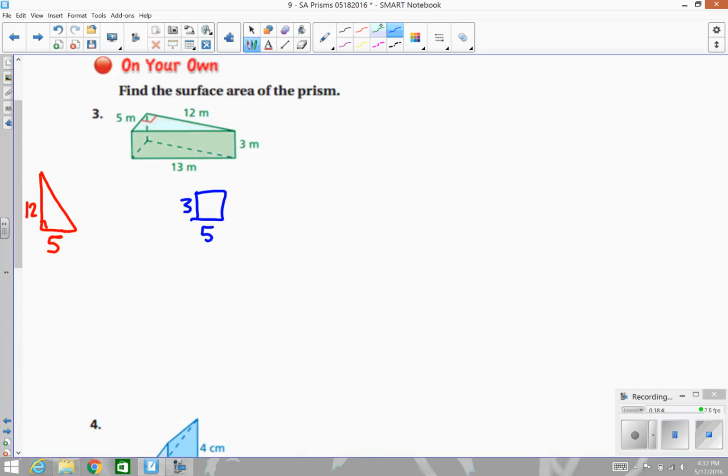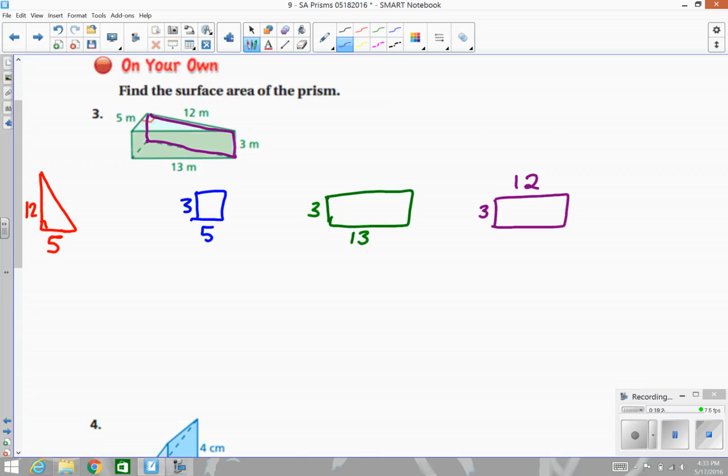I'm also seeing this side here. We can draw that. This one is 13 by 3. And there's one more. Hopefully you see it. That's right here. And that one is 12 by 3. So it is your job to find the area of each side and add them all up.